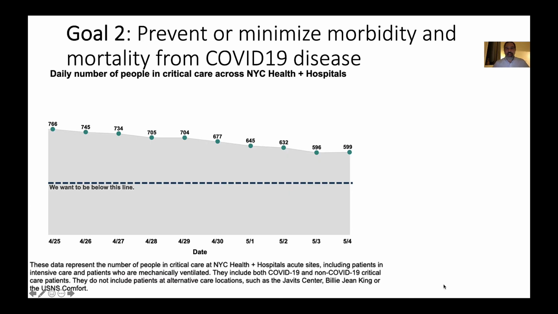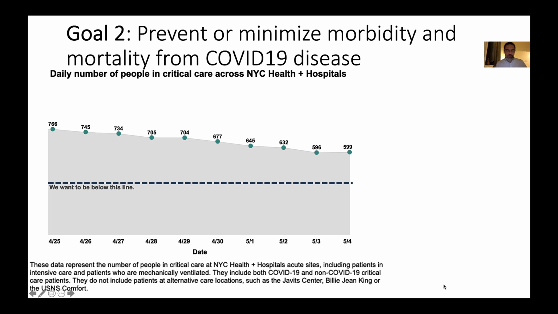So goal two: preventing or minimizing morbidity and mortality from COVID-19 disease. You may remember early on there was a lot of concern about overwhelming the healthcare system and the surge of hospitalizations that could result, and that when the hospital system becomes overwhelmed, there would be even more deaths because of the lack of capacity to take care of the many individuals who could be sick at the levels of surge that were expected. And so for this, a metric like the daily number of people in critical care across health and hospitals is one of the metrics that New York City put in place.